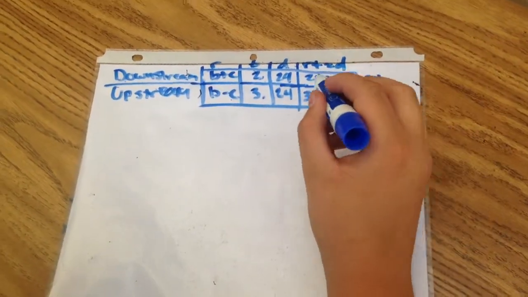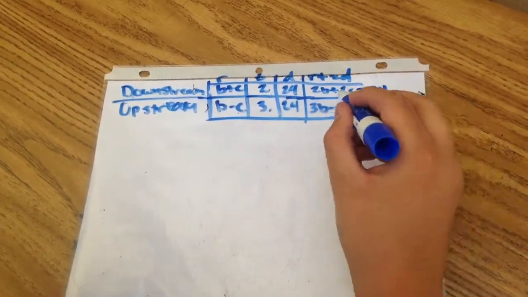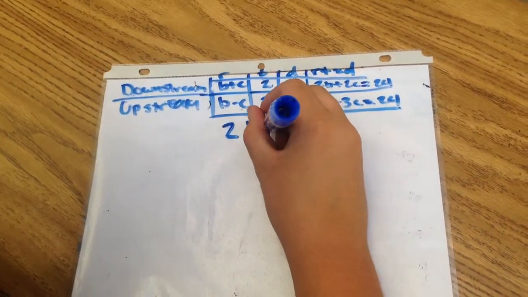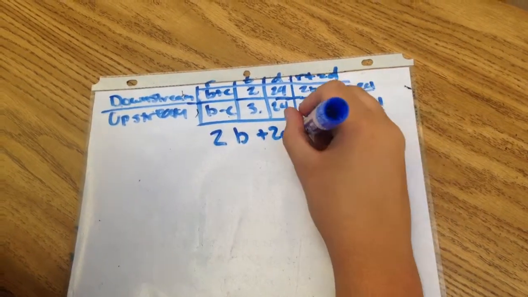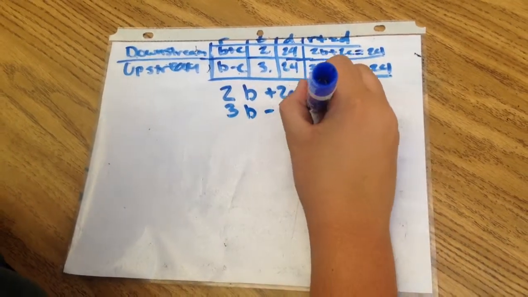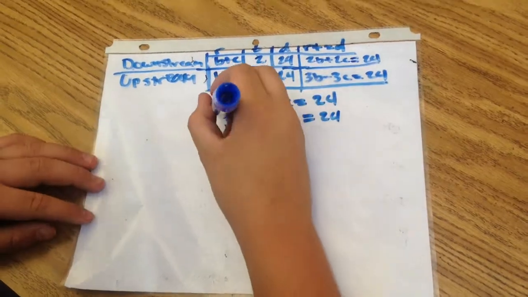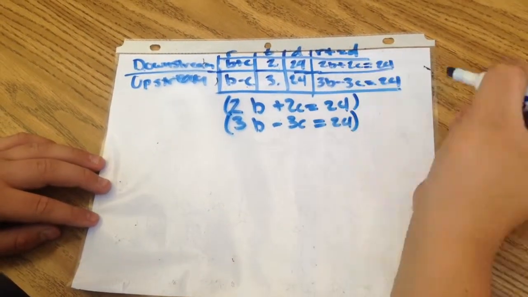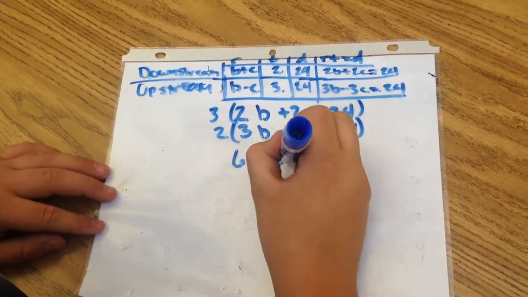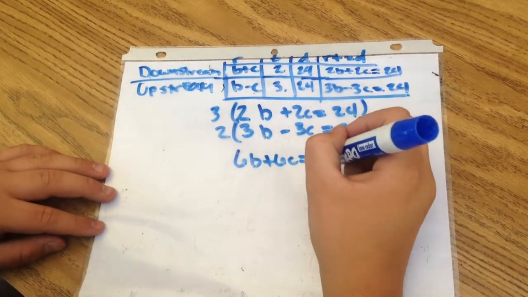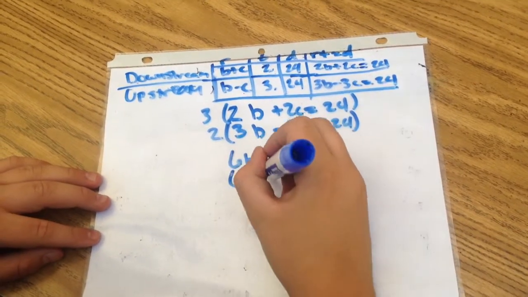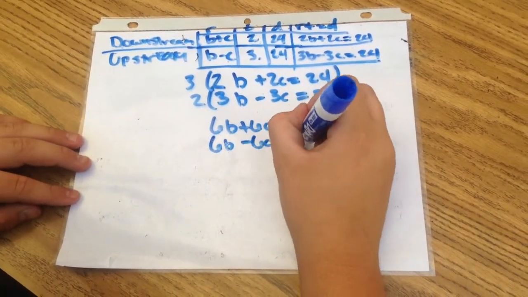So now that you have all this information, you can input it into a system of equations, which I've already written here. So now it's going to be 2b plus 2c equals 24. And 3b minus 3c equals 24. Now you're going to have to multiply both equations, by 3 and 2, so 6b plus 6c equals 72. And 6b minus 6c equals 48.